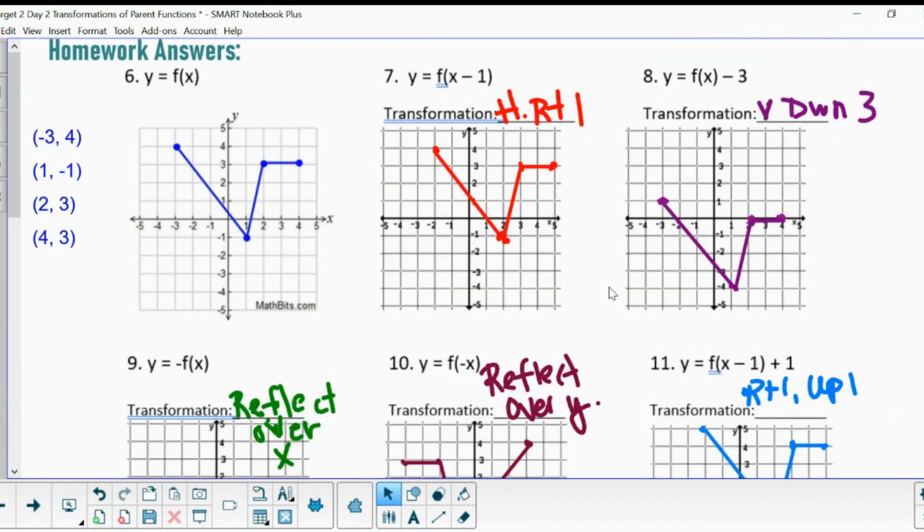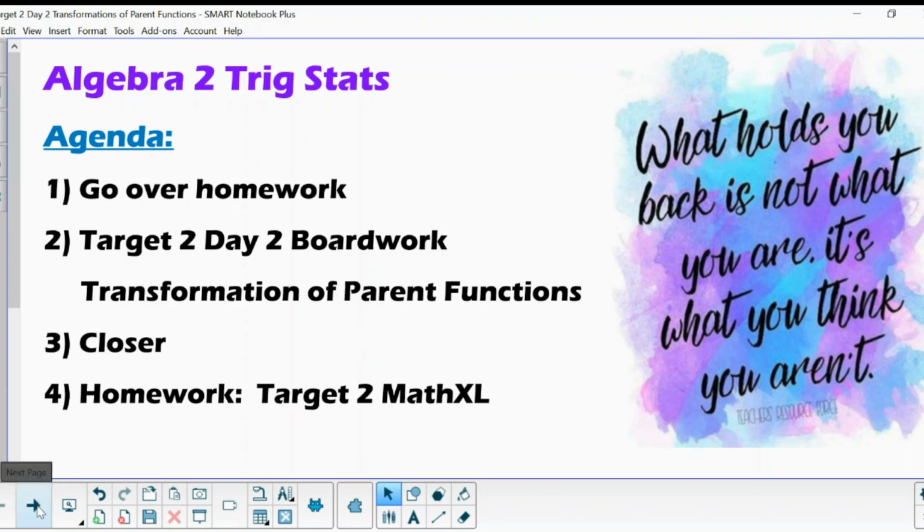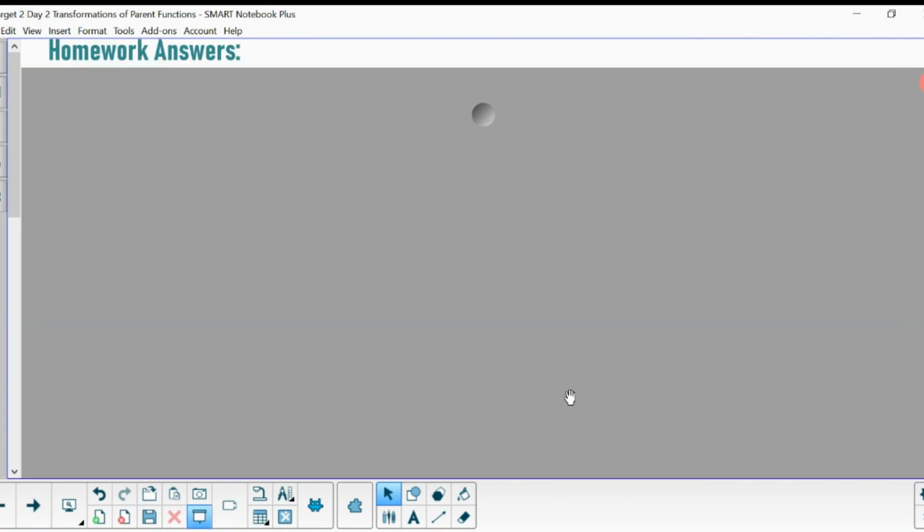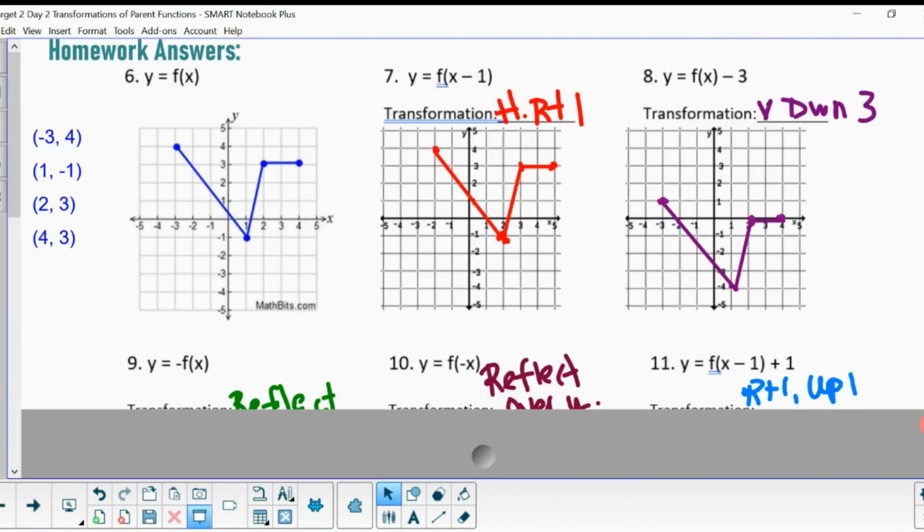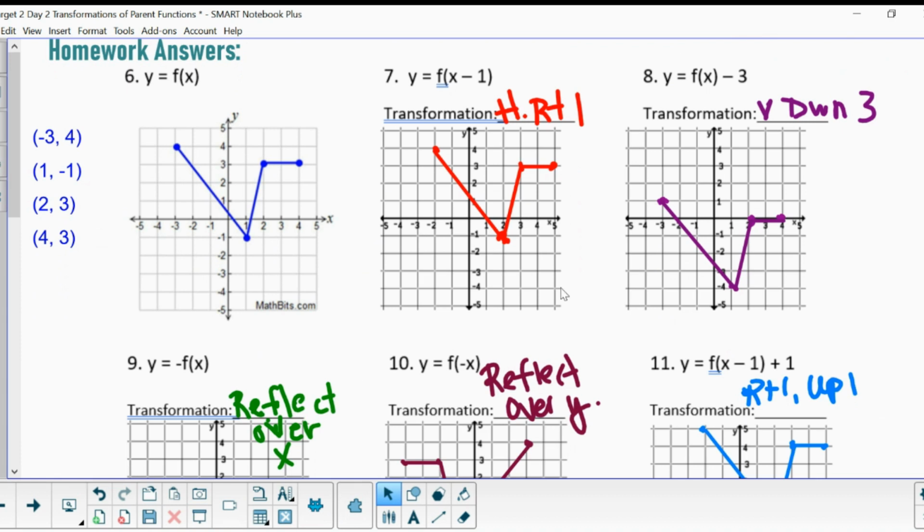So we're going to start with quickly going over the answers to your homework from yesterday. Take that out so you can just check and see how you did. Obviously you can pause the video to look at each answer as we go through. So here are problems 6, 7, 8, and then I'm going to scroll down and show you 9, 10, and 11.